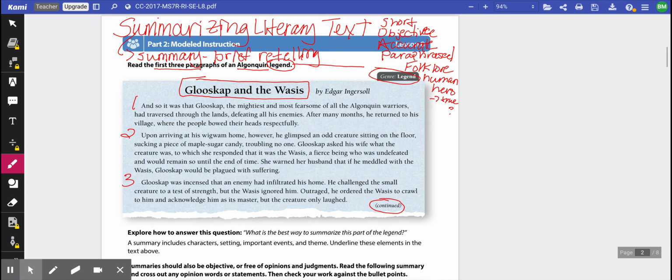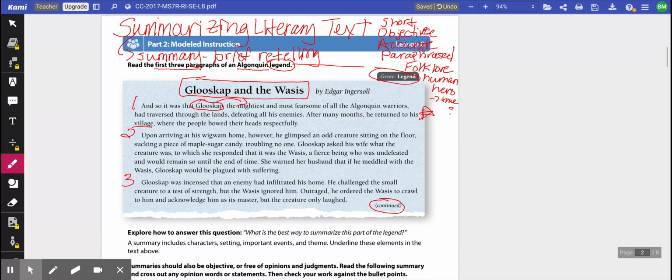So let's go back and make sure we can identify our characters and our setting and our major events. So our first major character we get is Gloosclap. And he is even described as the mightiest and most fearsome of all of the warriors. And we get that our setting is that he's returning to his village. That's also a major event, guys, that he's coming home.